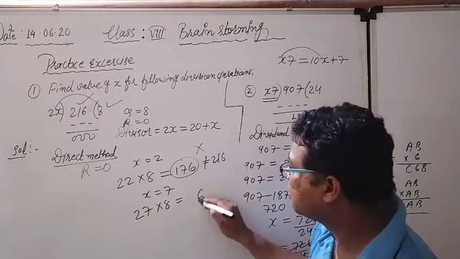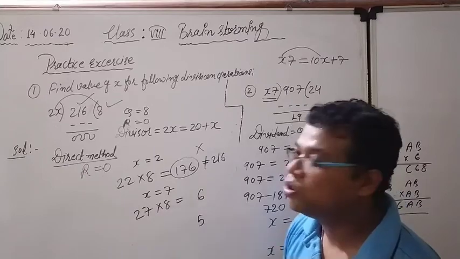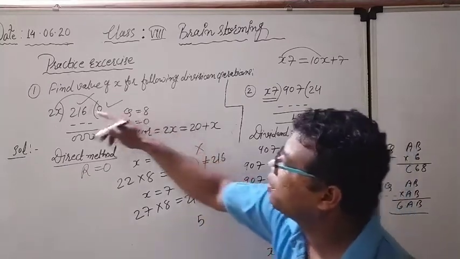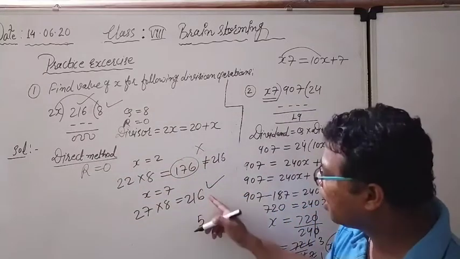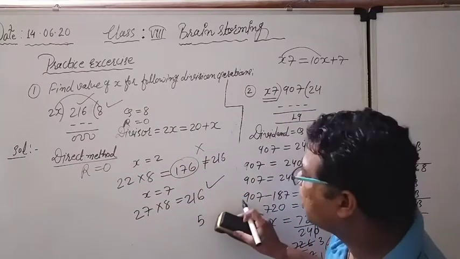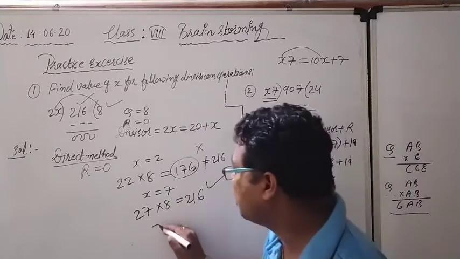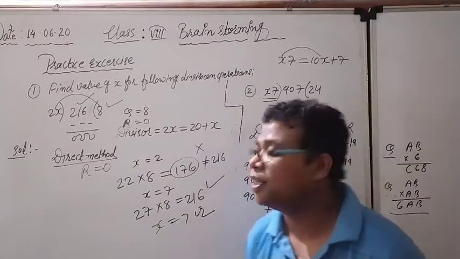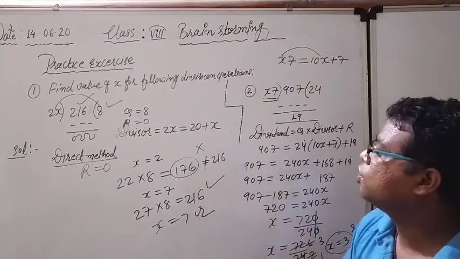8 7s are 56. Carry 5. 8 2s are 16, and 16 plus 5 is 21, so 216, which is absolutely my answer. Actually I have to get 216. So what is the case here? Directly you can say x is equal to 7 is our answer. When we were considering x is equal to 2, we were getting 176, which is not equal to 216.